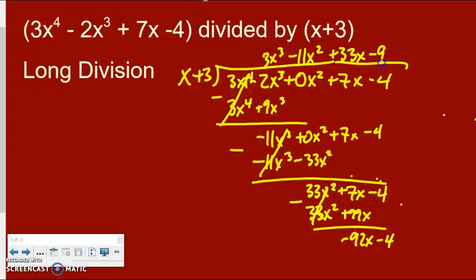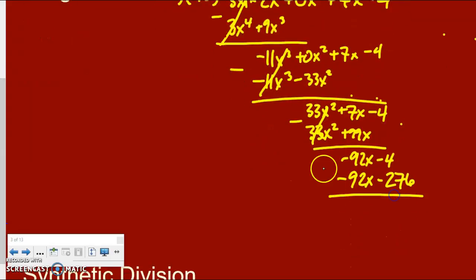So negative 92, and negative 92 times 3. It's really not hard. 9 times 3 gets you 27, or 90 times 3 is 270, plus another 6. That's a 276. So negative. And do your subtraction. Those are going to eliminate. I believe you have a remainder of 272.